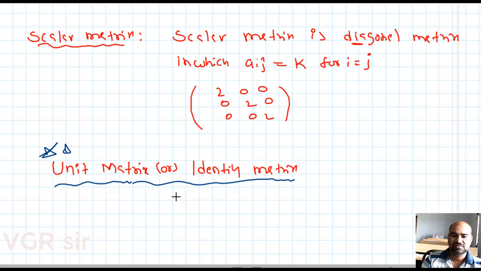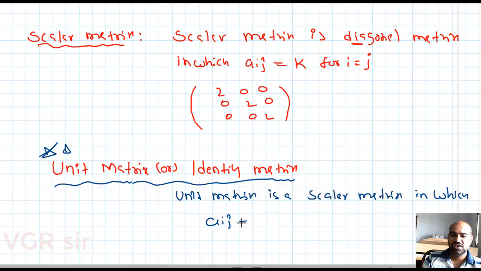I will write: a unit matrix is a scalar matrix in which Aij equals 1 for i equal to j. Students, it should be 1. Such a matrix is called a unit matrix.